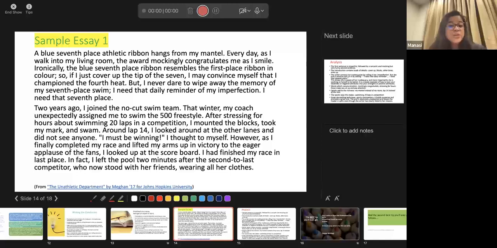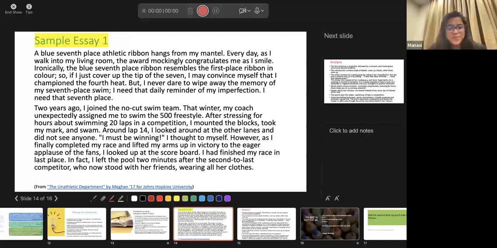Second paragraph, she talks about how she joined the swim team. She's unexpectedly assigned. Now, this shows that she's aware of her inadequacy. Okay? All this is a classic example of how to turn your weakness or negative attributes into your strengths and positive attributes. Now, words which convey emotion, mockingly congratulate, stressing for hours, these make you sit up as the reader and pay attention. Okay, something huge is going on with this girl.